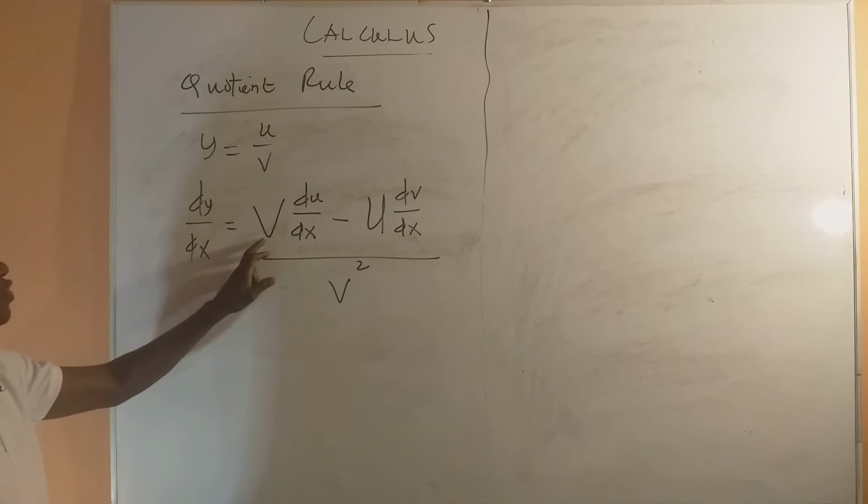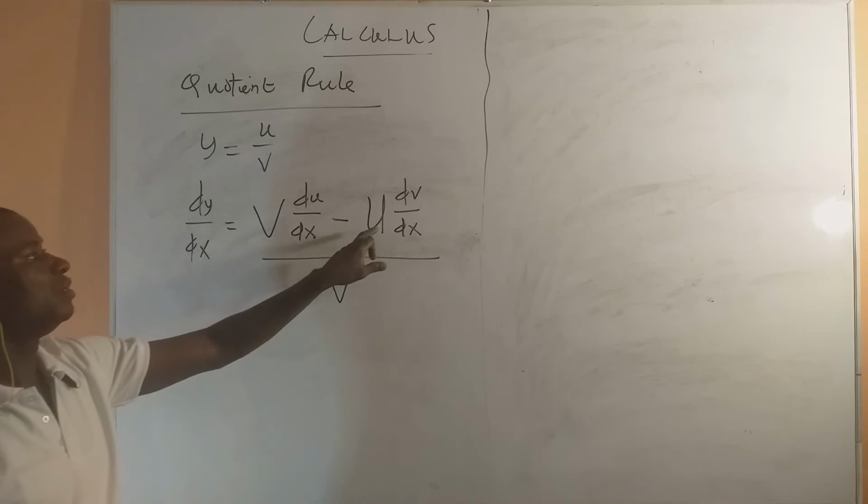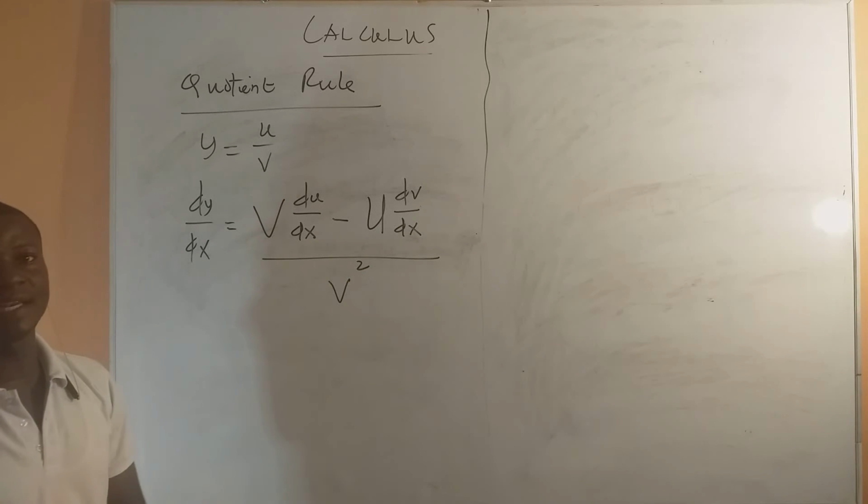dy dx is v constant, differentiate u with respect to x, minus u constant, you differentiate v with respect to x. When you are done, you divide everything you are getting by the square of v.